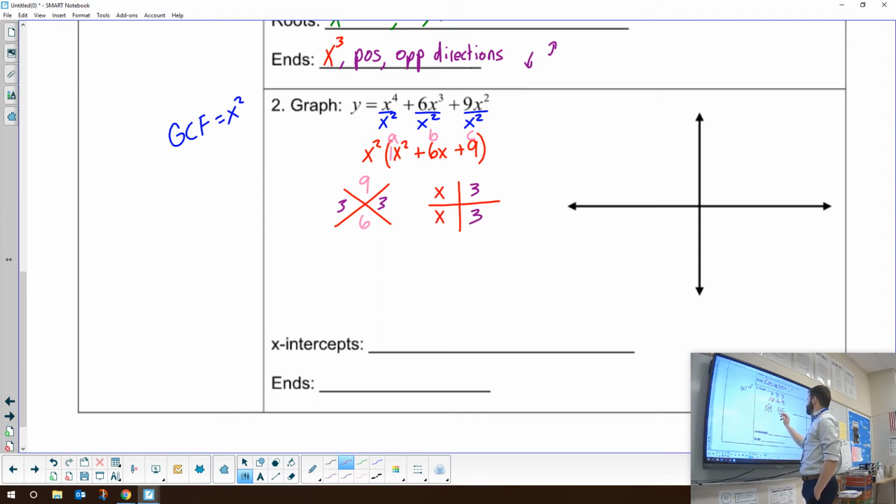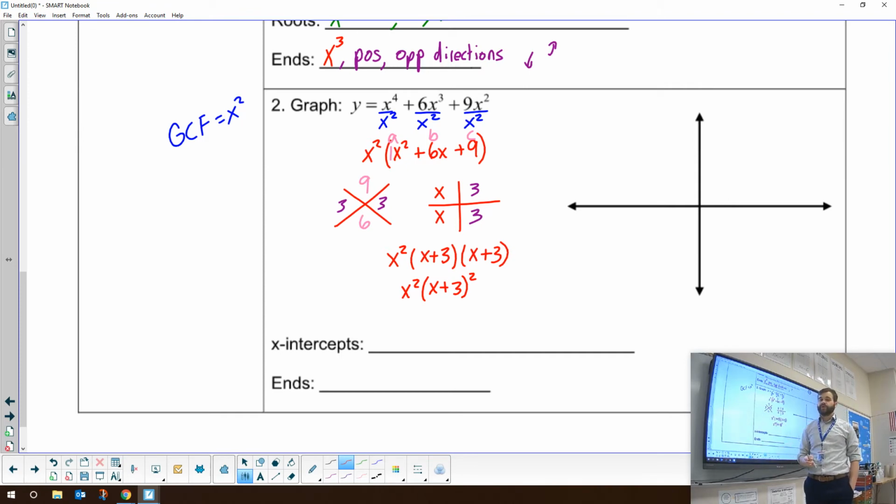So remember, these two numbers multiply to the top and add to the bottom. So 3 times 3 is 9, 3 plus 3 is 6. So here are my 2 factors. We have x plus 3, and x squared. Okay, so I want you to notice something. We could also write that as x plus 3 squared. So I really just have 2 factors. We have an x squared and an x plus 3 squared.